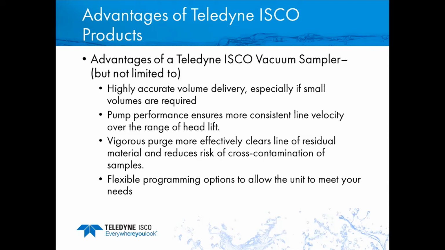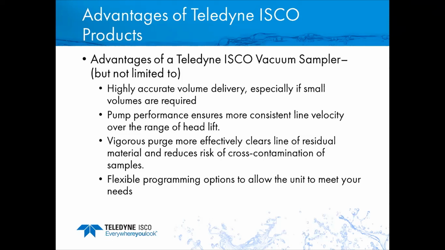The pump performance of a vacuum sampler ensures more consistent line velocity over the range of lift, and that's important because that's going to allow you to have a more representative sample, especially when it comes to solids. If you have too slow of a line velocity, you won't pick up the solids at a representative rate. And if your line velocity is too fast, you can actually pull in more solids and elevate the solids representation in the bottle above and beyond what the actual quantity is in the source.